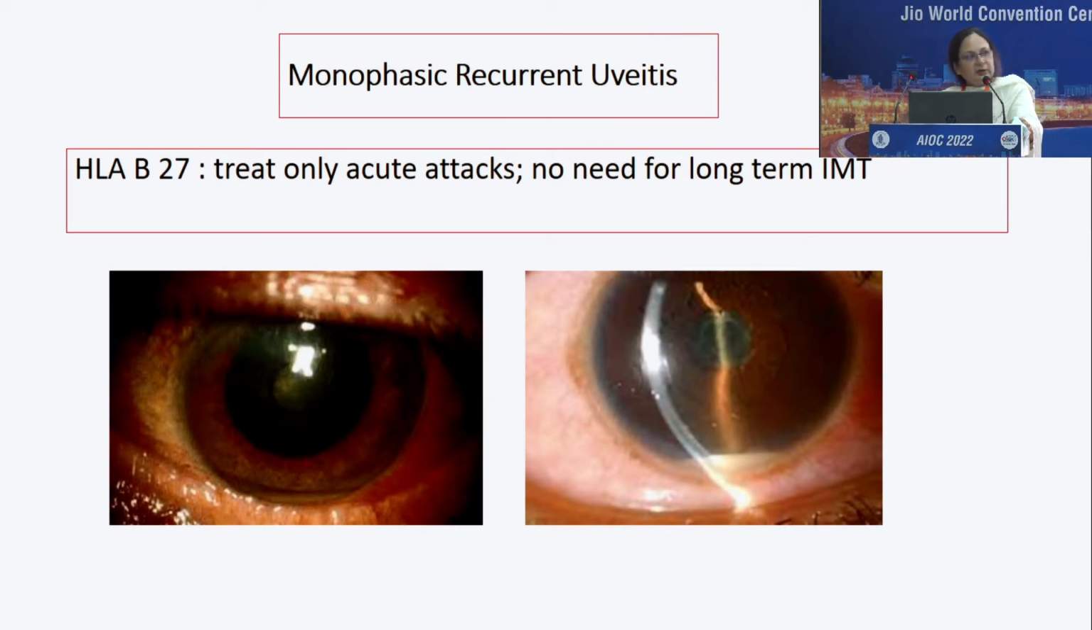The second category of uveitis is monophasic but recurrent. HLA-B27 is a very classic example, where an acute attack comes with a bang and goes away with topical steroids. You don't even need oral steroids to treat that attack the majority of the time. You keep the patient on 1 drop, 2 drops of steroids for some time, and he will be off. So you don't really have to push biologics or immunosuppressants in this patient, because these attacks do not really lead to any long-term damage.